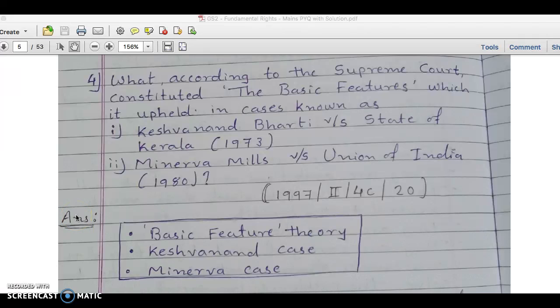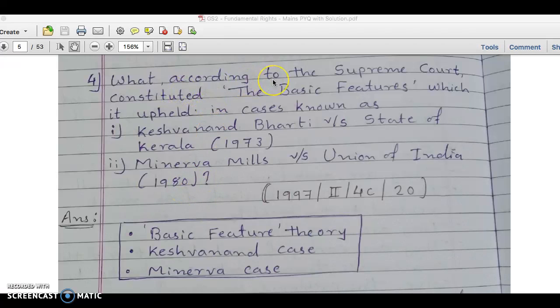Hello guys, this is the third lecture in the series on fundamental rights, where we are discussing previous year's questions based on the UPSC CSE Mains examination from 1979 till 2016. So let's discuss the next question.